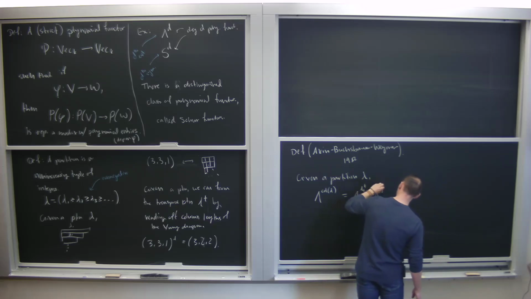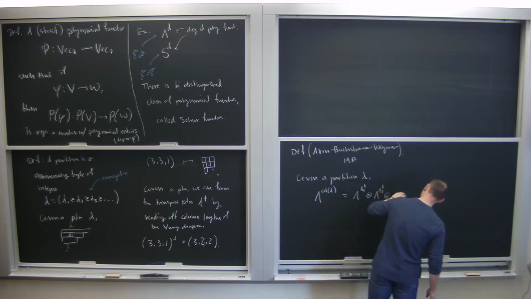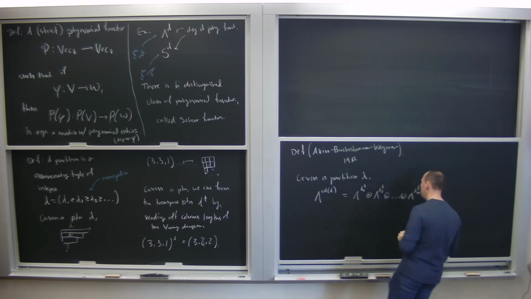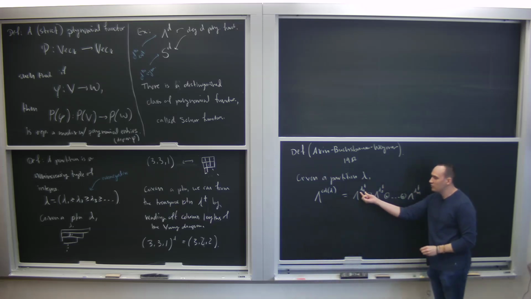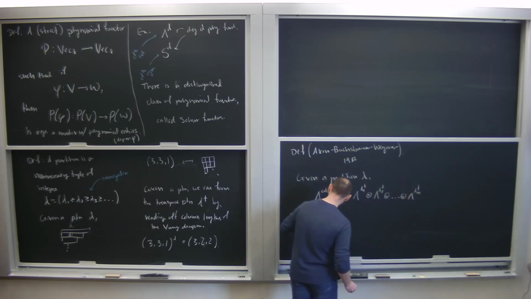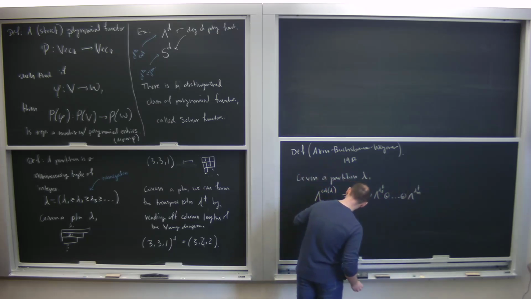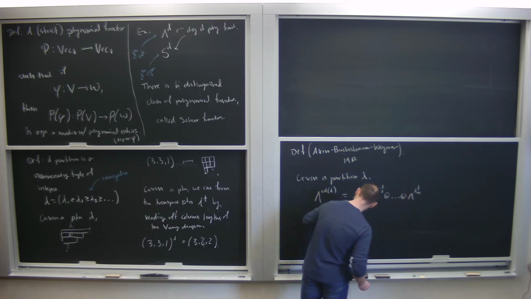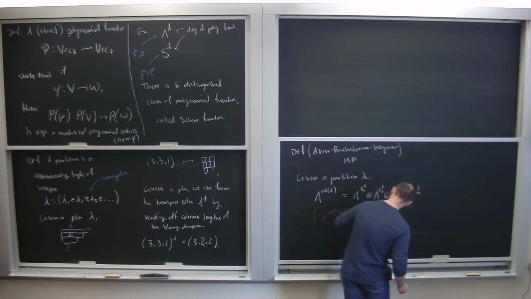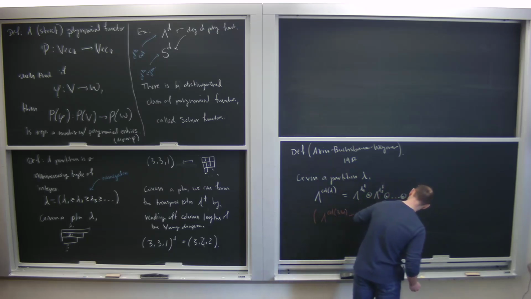Lambda m transpose, say, where this means the first entry of lambda transpose, second entry, and so on and so forth. But literally, this is just saying read off the column lengths in order. So if I did wedge of columns of 3, 3, 1, as in this example here, then this is the same thing as third exterior power, tensor third, tensor second.